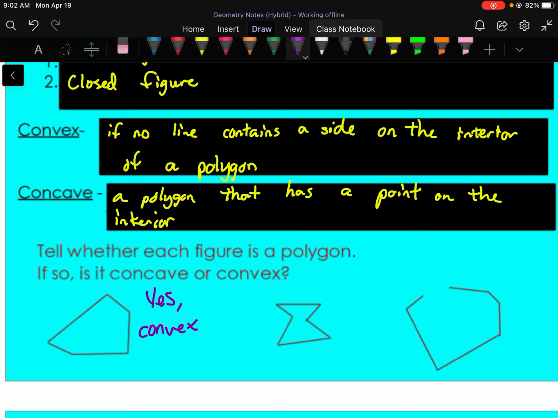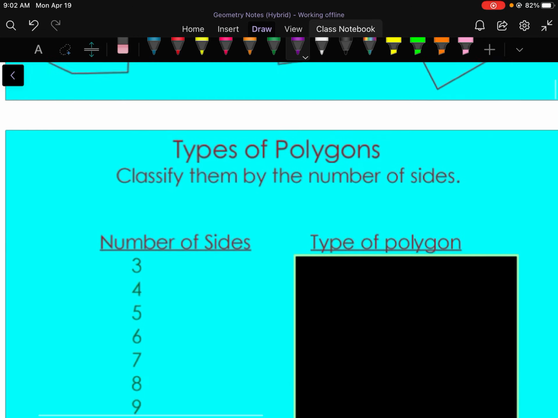Number 2 here, yes, this would be concave, because you can see here this point and this point are pointing inside towards the middle of our polygon here, and it's 3 or more sides, closed, nothing's crossing. And the last one would be no, because we can't have a gap. Everything has to be closed up.